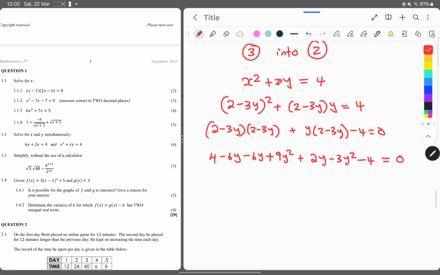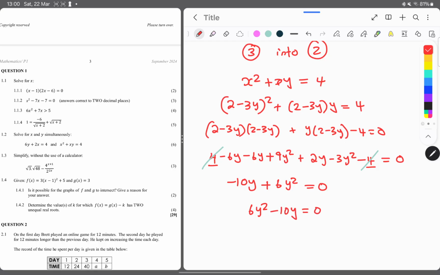Now we group like terms. When we group like terms, we notice that 4 and 4 cancel. And then we also notice that we have minus 6y minus 6y, that's minus 12y, plus 2y, that is minus 10y. We have 9y squared minus 3y squared, which means we have positive 6y squared. Therefore, it's 6y squared minus 10y equal to 0.